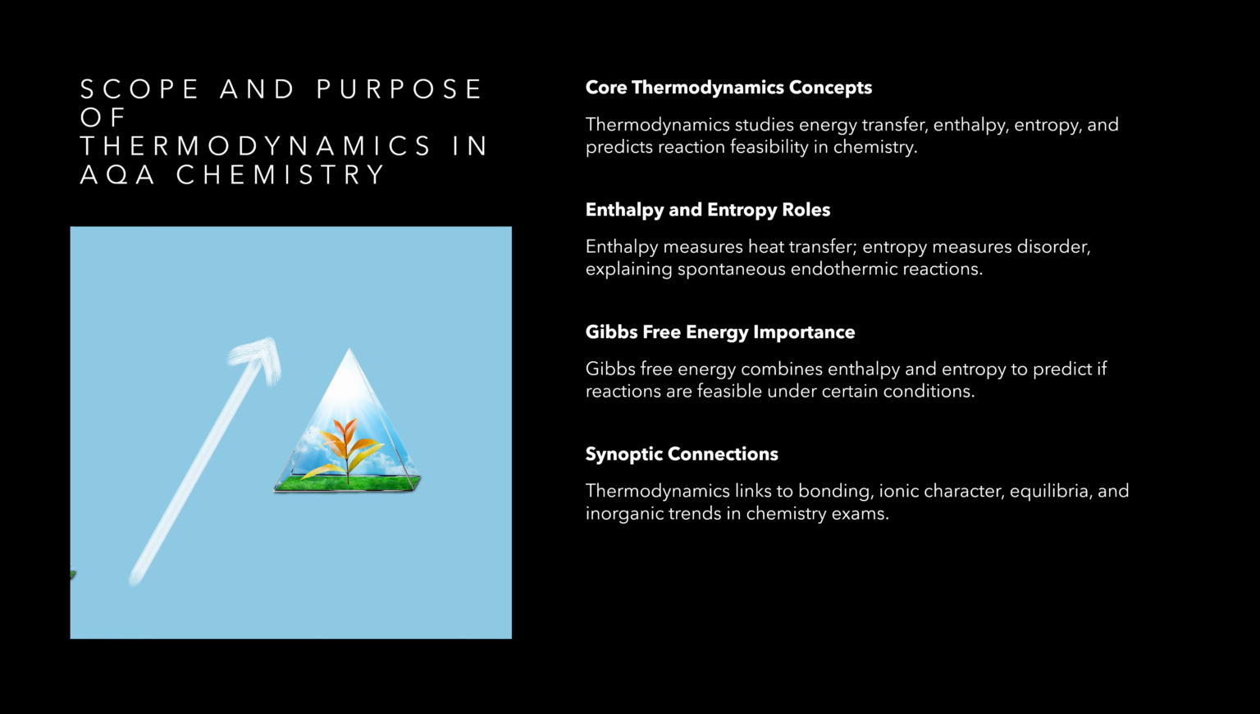Enthalpy, represented by the symbol H, is the heat energy stored in a system at constant pressure. We cannot measure enthalpy directly, but we can measure changes in enthalpy. Enthalpy change, or delta H, is the difference in energy between the products and reactants. It tells us whether energy has been released or absorbed during a reaction.